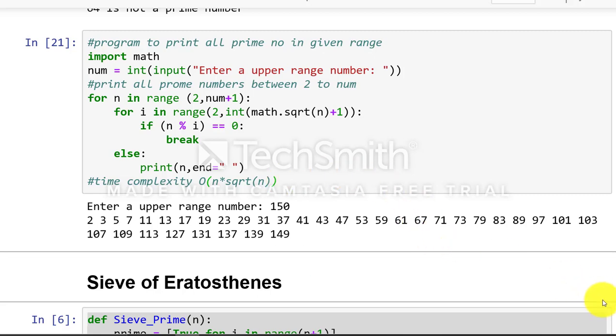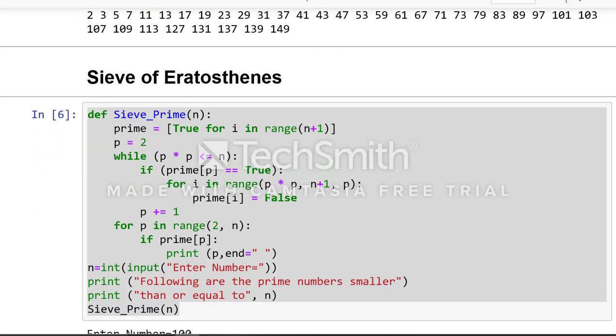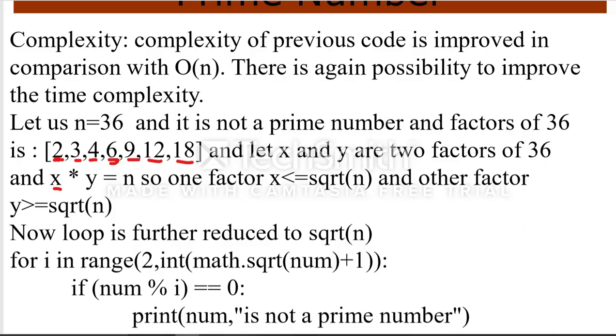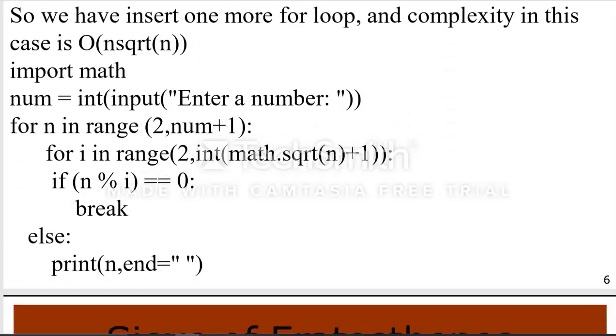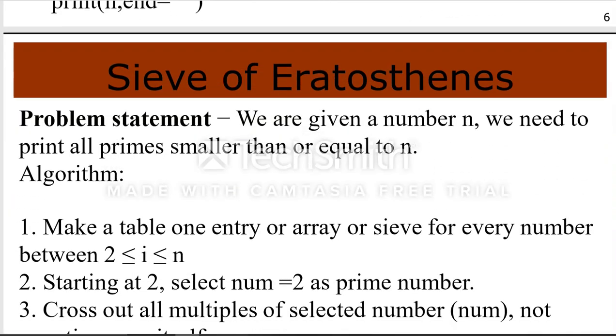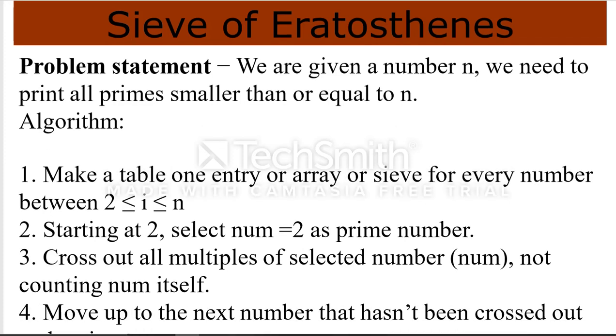The second method is the sieve of Eratosthenes. So let us check this method. In the sieve of Eratosthenes, we are given a number n and we need to print all primes smaller than or equal to n. The algorithm for this method is to make a table, one entry or array or sieve, of every number between 2 and n.